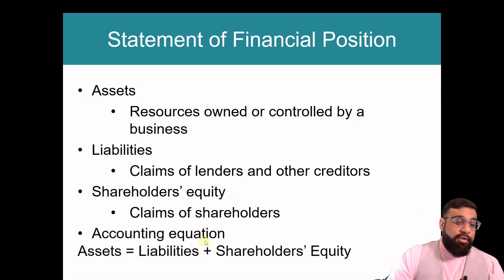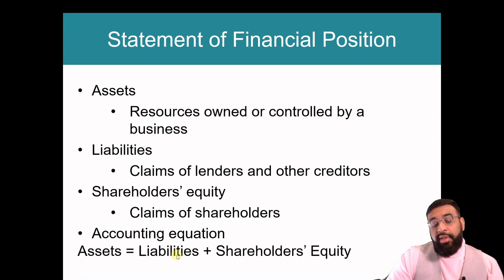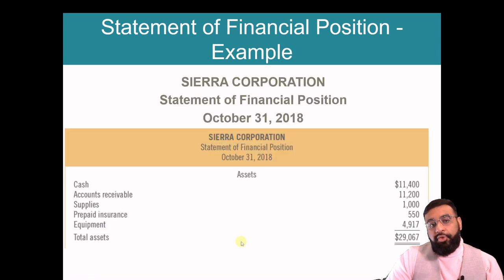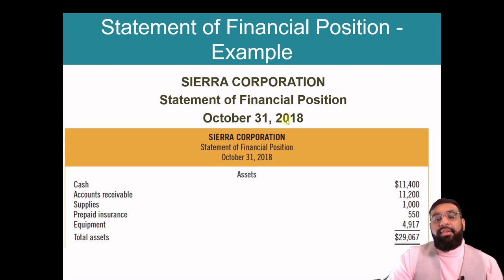So the main accounting equation is that assets equals liabilities plus shareholders' equity. This has to always remain in balance. This is very important. So I'm going to give an example of the statement of financial position. Once again, this has a three-part title. We have the company name, the statement name, and now the date.